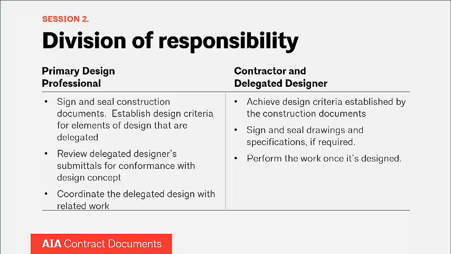designer must achieve. So this slide, I think, is probably the best one as far as describing the division of responsibility between the primary design professional and the contractor and the delegated designer. So it usually starts by the primary design professional being responsible for signing and sealing the construction documents. Those construction documents are going to contain design criteria for elements of design that are delegated. So it'll have things like performance specifications in them.